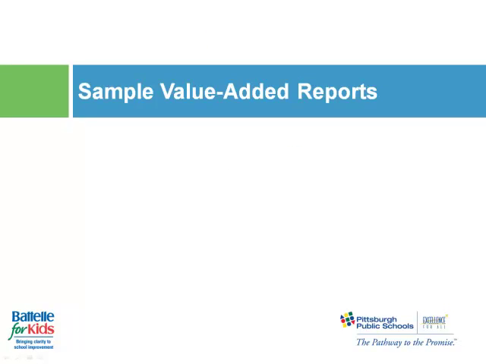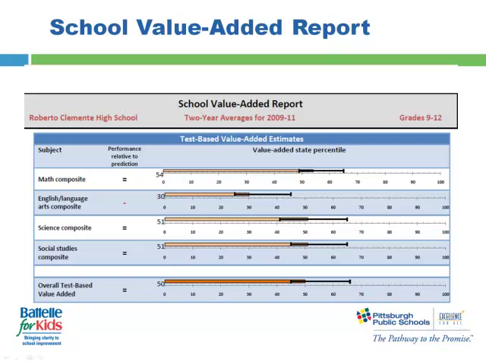Now we will take a look at some sample value-added reports. This is a school value-added report. The black arrow is pointing to the subjects included in the composite. The purple arrow is pointing to the overall value-added result for the school. The blue arrow is pointing to the value-added percentile result.